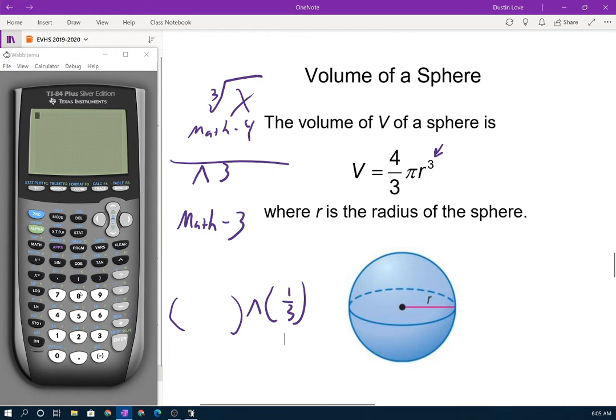So let me just show you how that works. Parentheses 8, parentheses, caret, parentheses 1 divided by 3, close parentheses. That's going to give me 2 as well. So you've got different options.